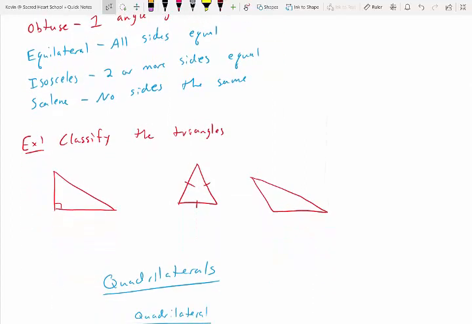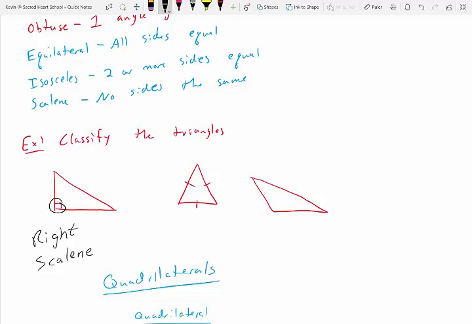If we look at example 1, we're going to classify the triangles by using one name from each. Our first one, the little box in the corner of it means that it's 90 degrees, so it is a right triangle. And then we can look at the sides. None of the sides are the same, so it's scalene. We move to the next one.